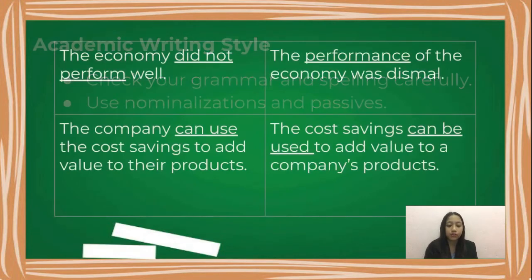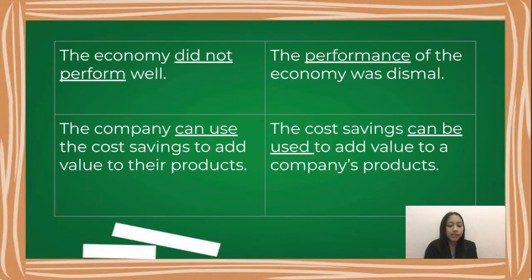So let's try to look for example. So the economy did not perform well. So the other one, the performance of the economy was dismal. So in the first one, did not perform is a verb and performance is a noun. So the nominalized noun performance is more formal than the other one.